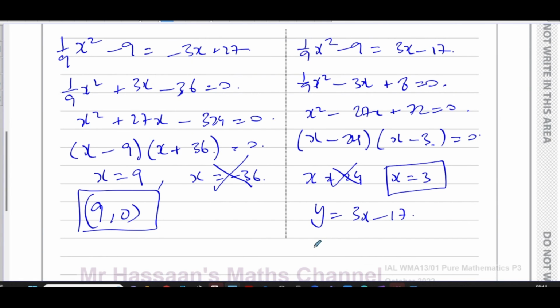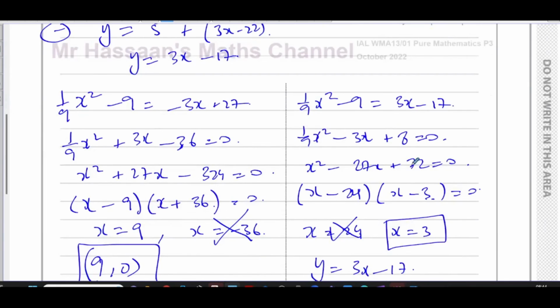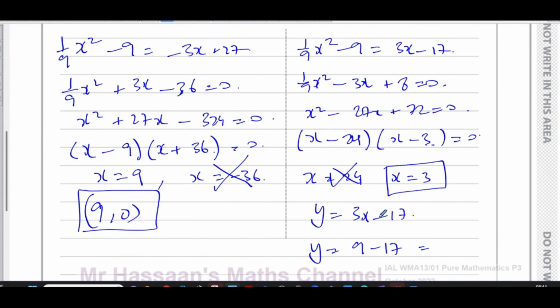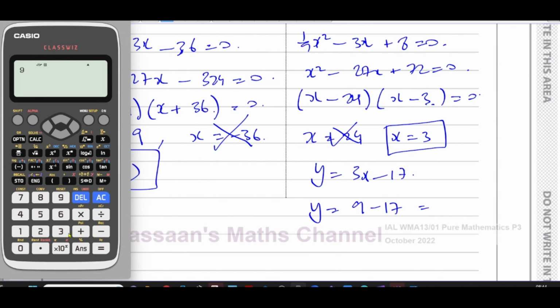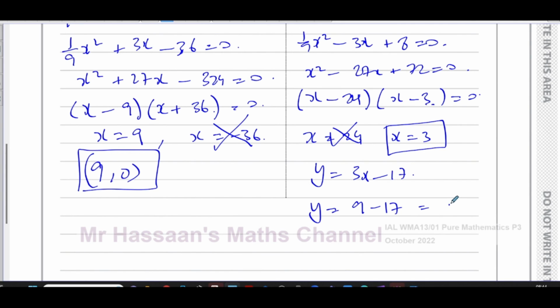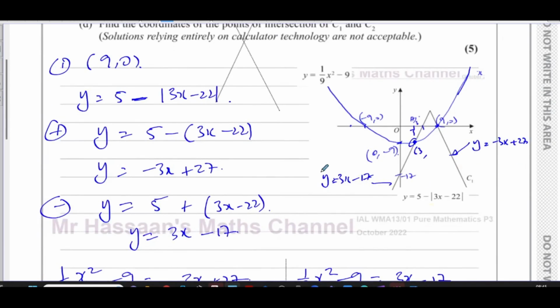It's a bit easier to use, I think, than using the quadratic, although it's not such a big deal. That's going to be 3 times 3, which is 9, minus 17. So 9 take away 17 is going to give you negative 8. So the coordinates of this point are when x equals 3, y equals negative 8. That's the other point. So those are the 2 points of intersection of C1 and C2.